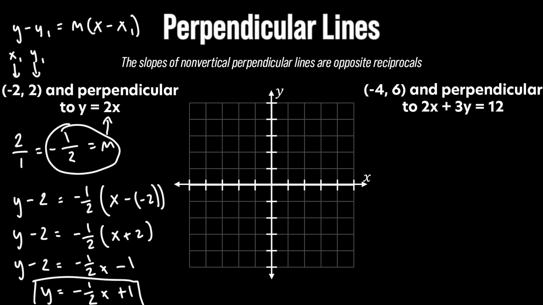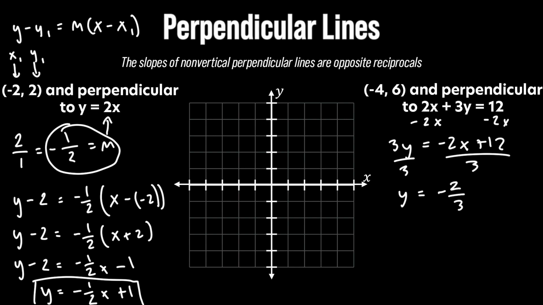Let's try the second problem here. The second problem, first off, the equation is not in slope-intercept form, so let's solve for slope-intercept form. Subtract both sides by 2x. We get 3y is equal to negative 2x plus 12, and divide by 3, and we're going to get y is equal to negative 2 over 3x plus 4.